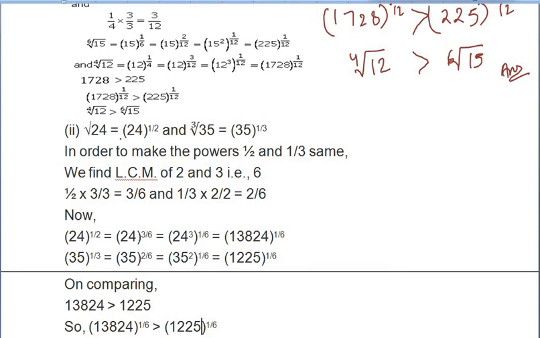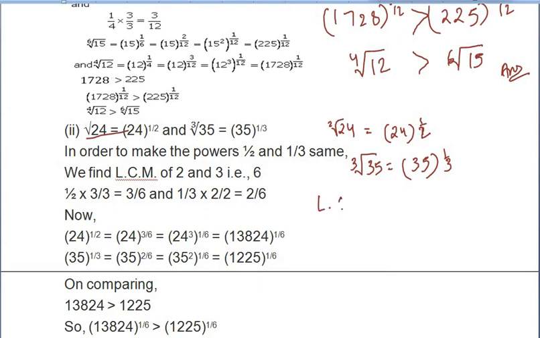So second question is written here: under root 24. Under root 24 I can write as 24 to the power 1 by 2. Nothing is written, means here 2 is written. And next number is given 3 third root of 35. Nothing is written, means 35 to the power 1 by 3 is it. Now here 1 by 2 and here 1 by 3. Now also we cannot compare.